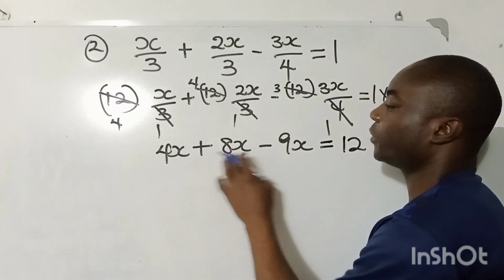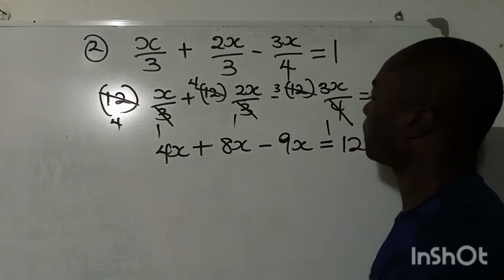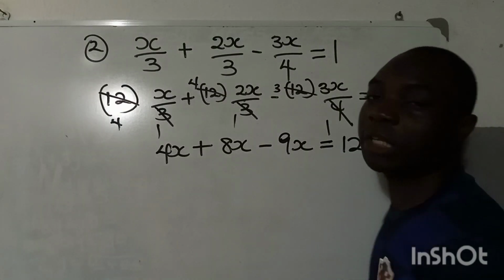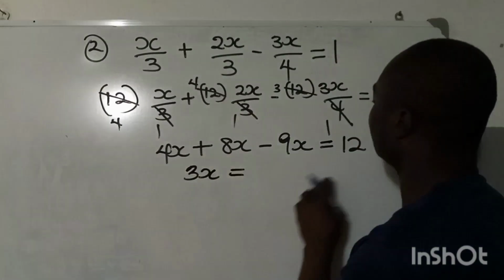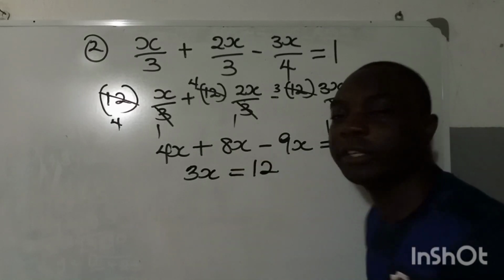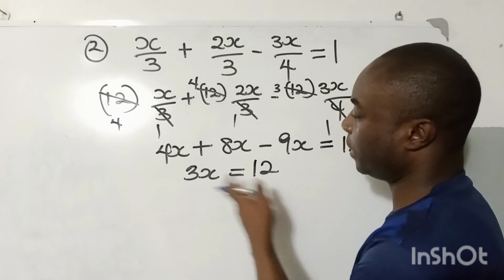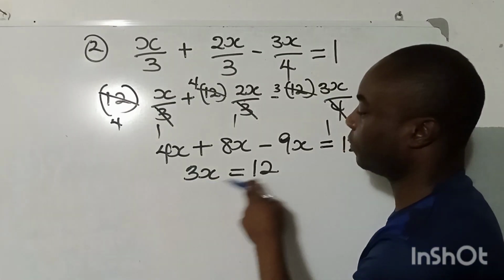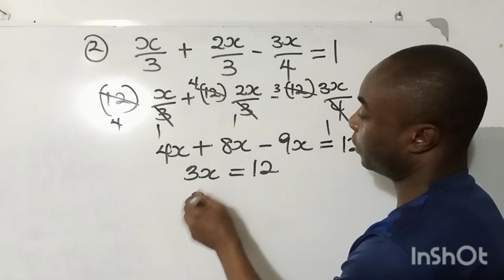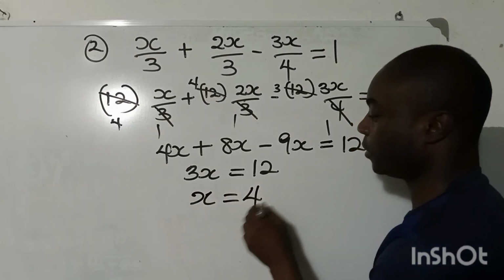So now 4x plus 8x is 12x. Then 12x minus 9x will give us 3x. So we'll bring down our 3x, and that's equal to 12. So the next thing we do is to divide both sides by the coefficient of x. Or we'll simply say 3 times what will give us 12, and the answer is 4. So we can say therefore the value of x is 4.